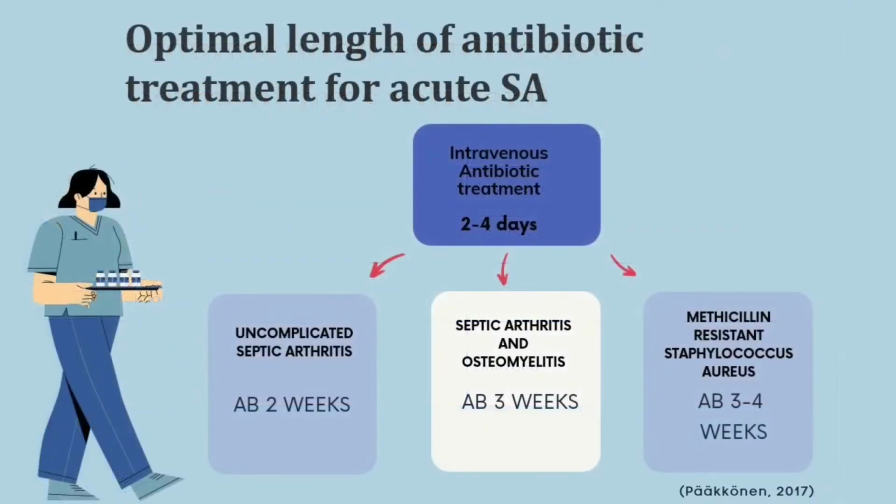Optimal length of antibiotic treatment for acute septic arthritis. Treated with antibiotic for 2 to 4 days. For uncomplicated septic arthritis, about 2 weeks duration. For septic arthritis and osteomyelitis, about 3 weeks. For methicillin-resistant S. aureus, about 3 to 4 weeks.